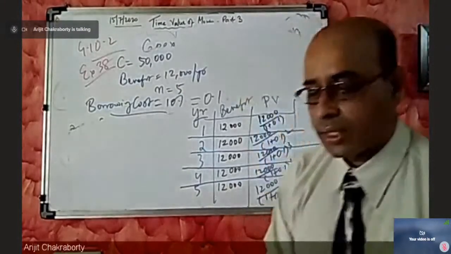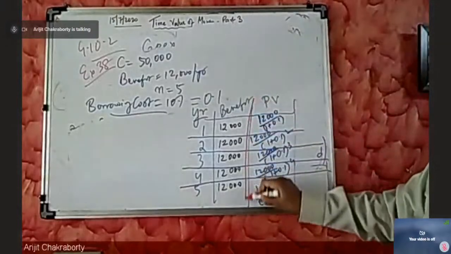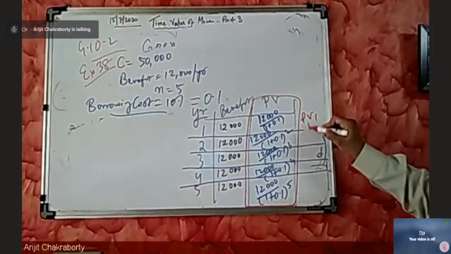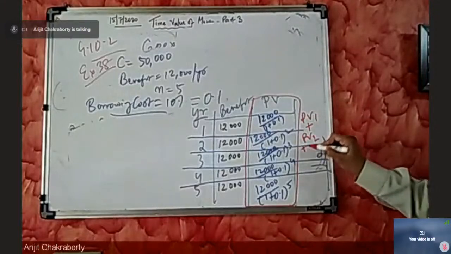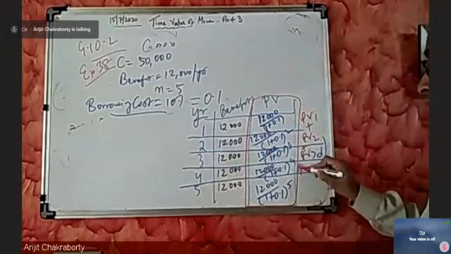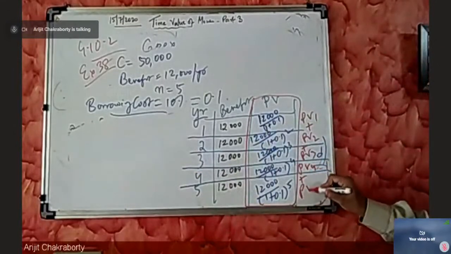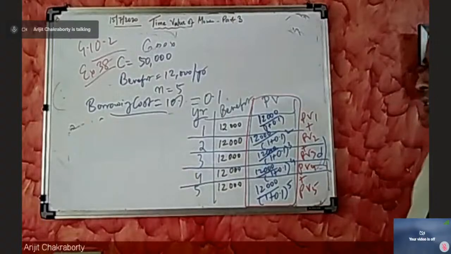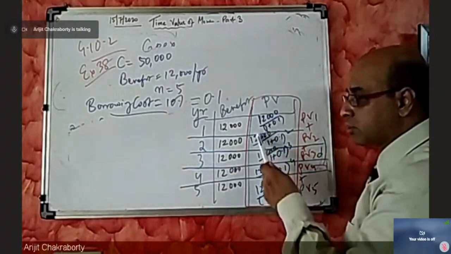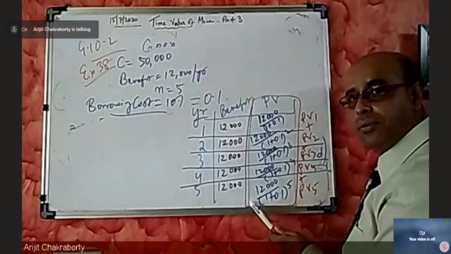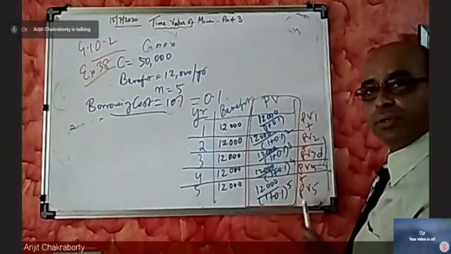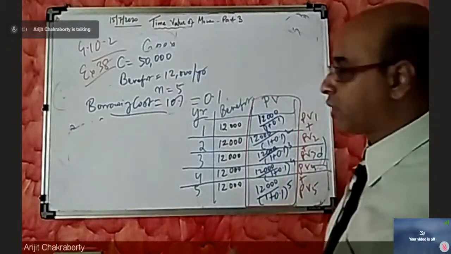So, we are trying to add all this up. PV1 plus PV2 plus PV3, PV means present value, plus PV4 plus PV5. So, this column shows the benefit per year. This column shows the present value figure. Now, the formula should be very clear to you. And this is PV1 plus 2 plus 3 plus 4 plus 5.